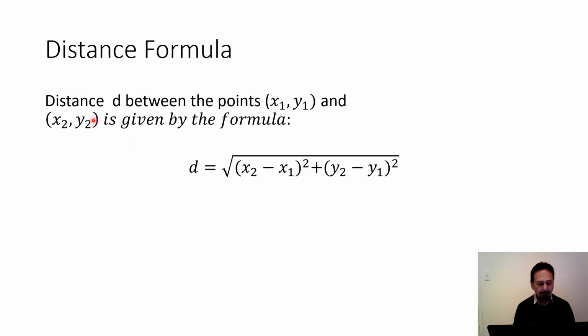Distance formula. The distance between points x1, y1 and x2, y2 is given by this formula. D equals the square root of x2 minus x1 squared plus y2 minus y1 squared. So basically when you have to find the distance between 2 points, you subtract the x values, square it, and then subtract the y values and square it, and then take the square root. That will give you the distance.